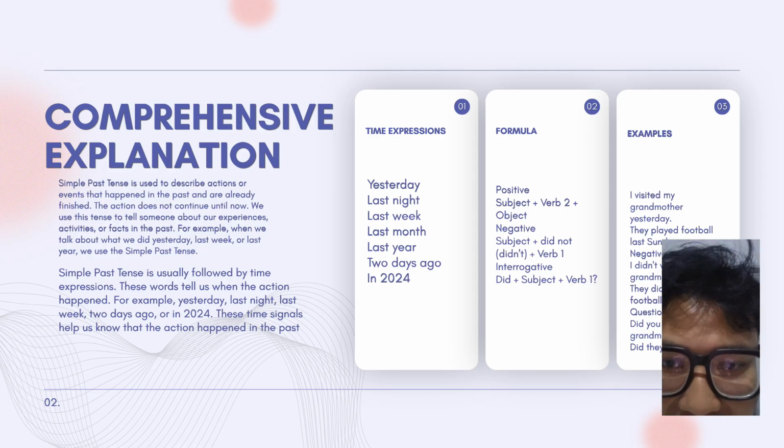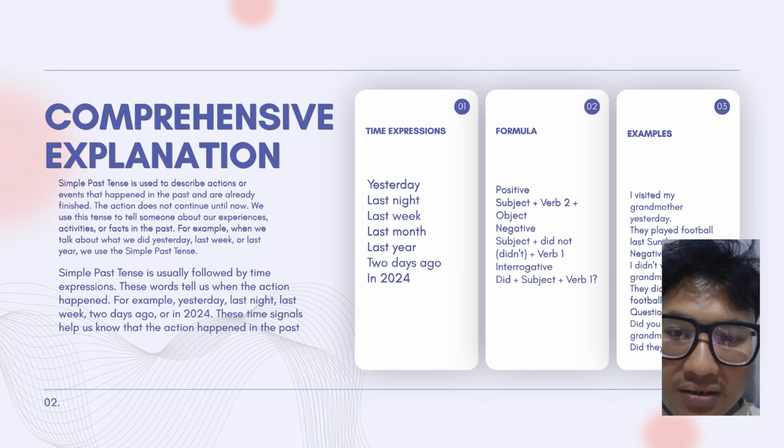Many students make mistakes when using did. Remember, after did or didn't, we must always use verb 1, not verb 2. So we say I didn't go instead of I didn't went. We also say did you eat instead of you did ate. In English, there are two types of verbs in the past tense. Regular verbs are easy because we only add ed or d.